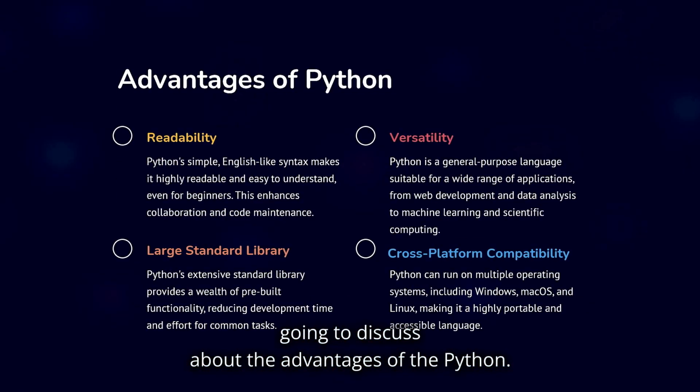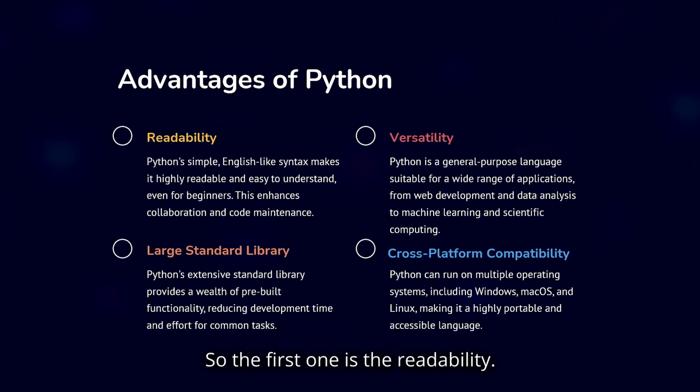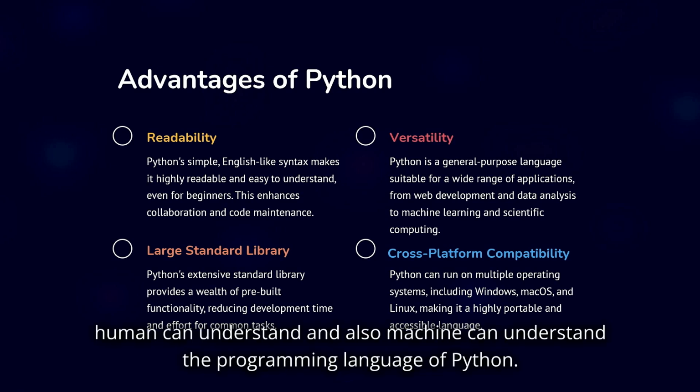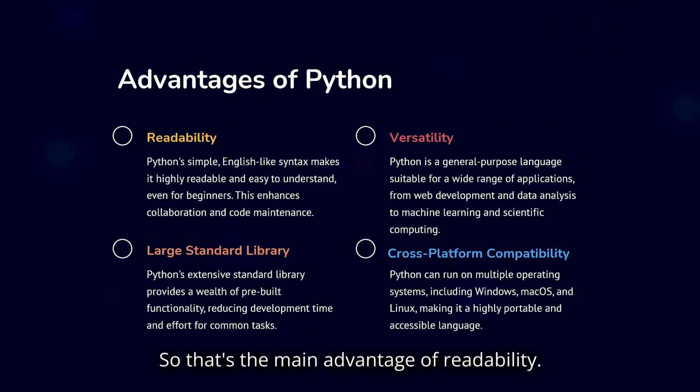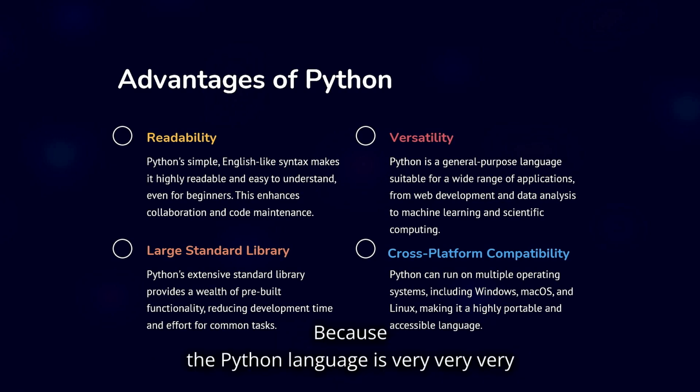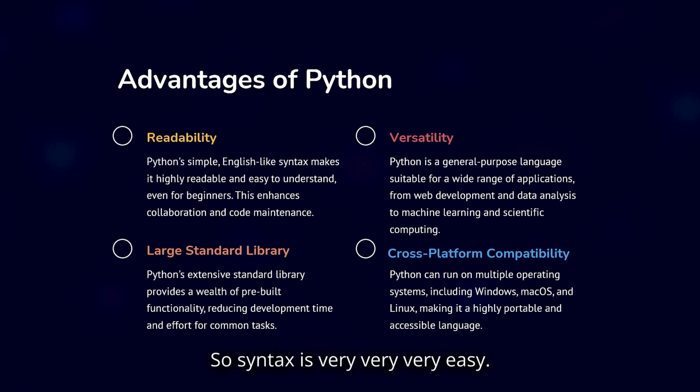So at last, we are going to discuss the advantages of Python. The first one is readability. Humans can understand and also machines can understand the programming language of Python. So that's the main advantage of readability, because the Python language is very easy to understand. The syntax is very easy. Even beginners can understand the Python language. So that's the use of Python.